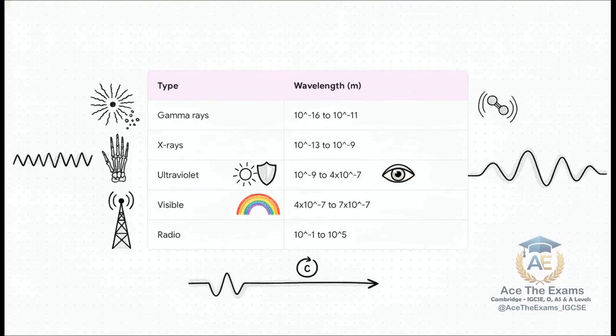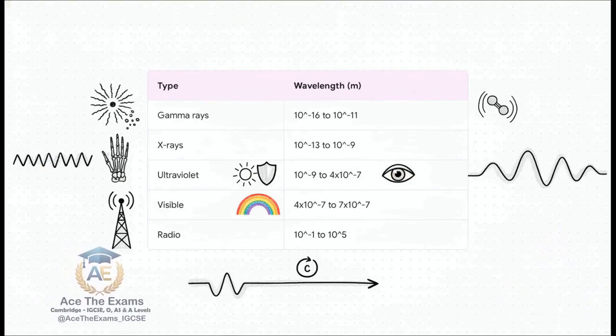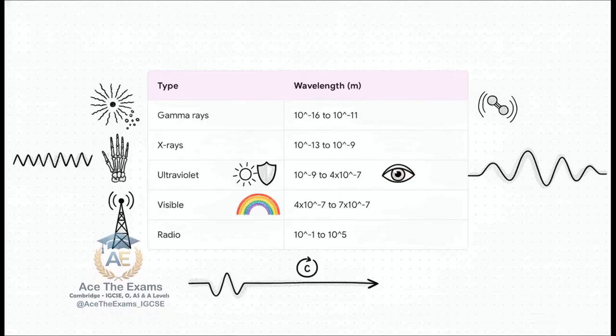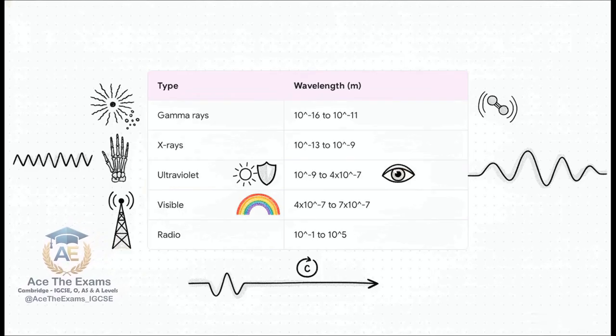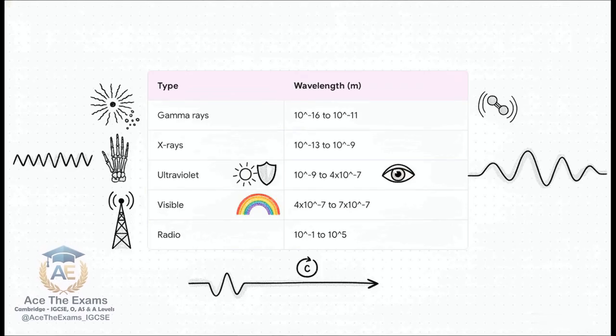We're talking everything from tiny, incredibly energetic gamma rays with wavelengths of 10 to the negative 16 meters, all the way up to massive radio waves, stretching up to 10 to the 5 meters. What's absolutely vital to remember for your exams is that while they all travel at that identical speed of light c in a vacuum, their vastly different wavelengths dictate entirely different real-world properties. Gamma rays will penetrate and ionize, while microwaves will cause water molecules to resonate and heat up your dinner. The properties shift gradually, hand in hand, as the wavelength changes.